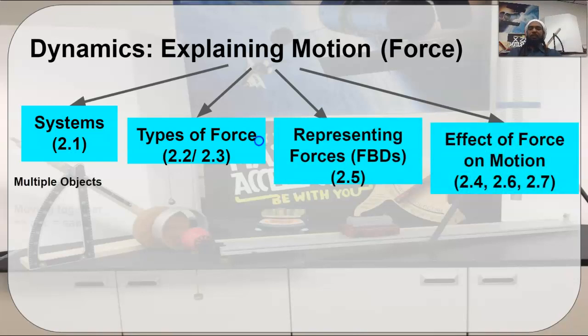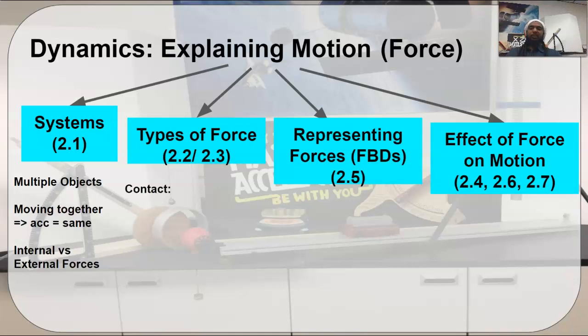So under systems, the main idea is you can look at multiple objects as a system as a whole. And these multiple objects moving together imply that they have the same acceleration, and within that system there are internal forces, and it's important to be able to distinguish between the internal and external forces.